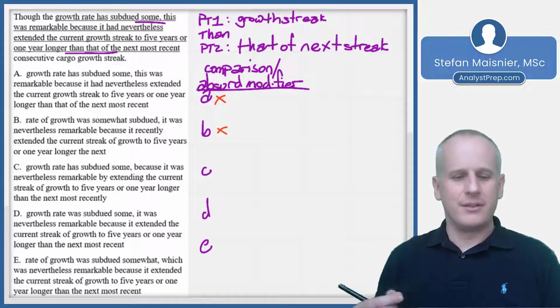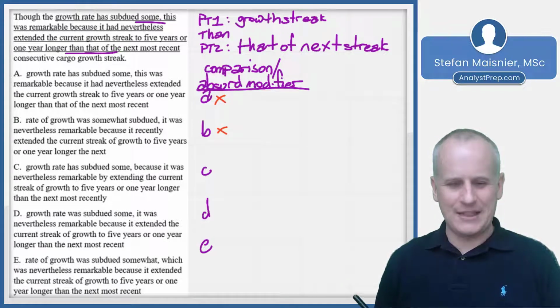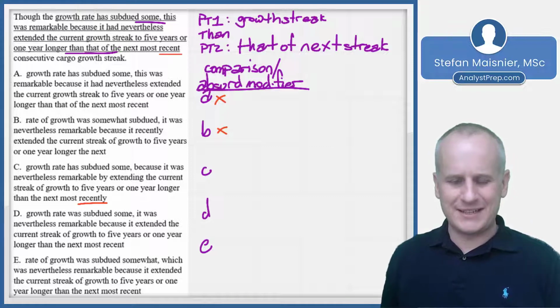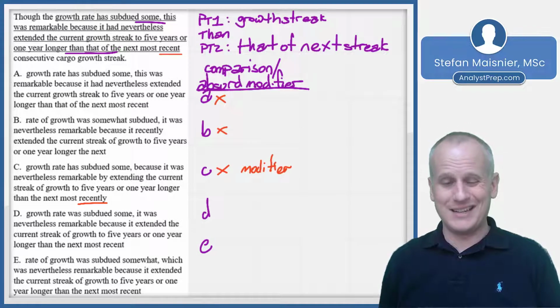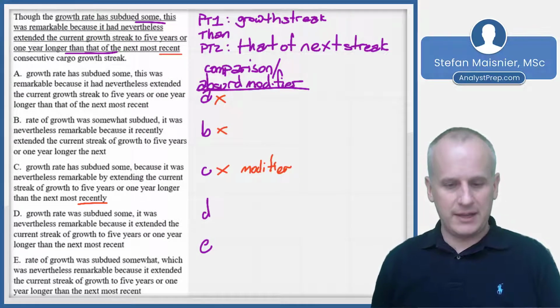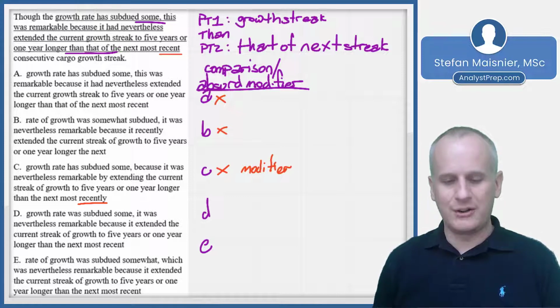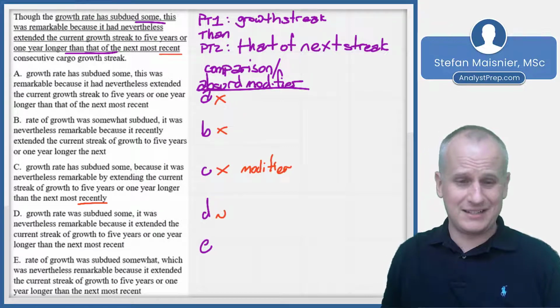Now, choice C, we go to the end for the comparison again, extending the current streak of growth to 5 years or 1 year longer than the next most recently. Well, before it was "most recent." And if we say "recently consecutive cargo growth streak," well, it's supposed to describe the streak, which means that we need an adjective. So this would be, again, categorically a slightly different issue. It's a modifier error, but it's all in the same spot and we don't have to reread the whole sentence again. So then we go to choice D. It extended the current streak of growth to 5 years or 1 year longer than the next most recent consecutive cargo growth streak. And I'll just use a little squiggle here and say that at least has a proper comparison.